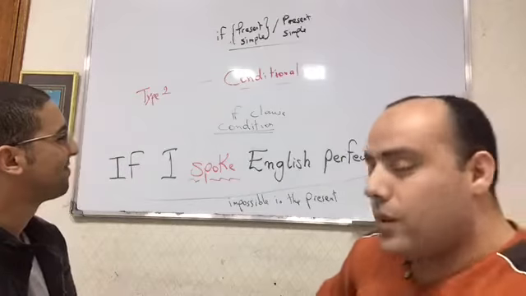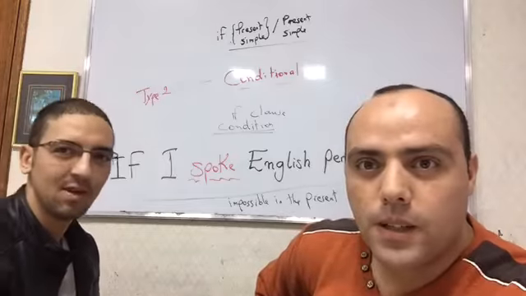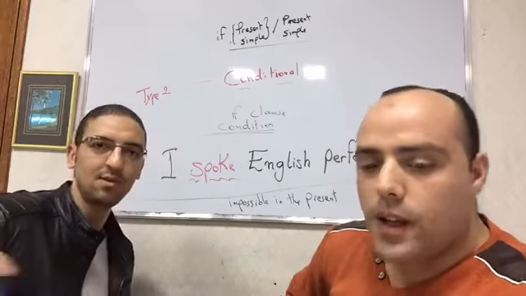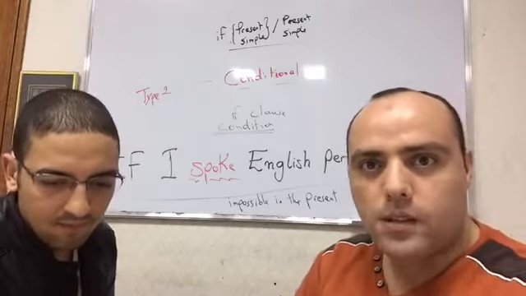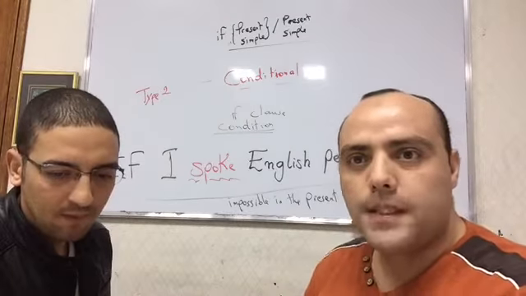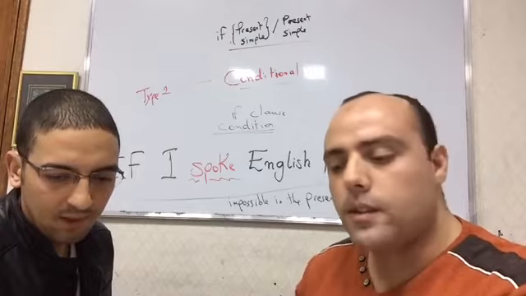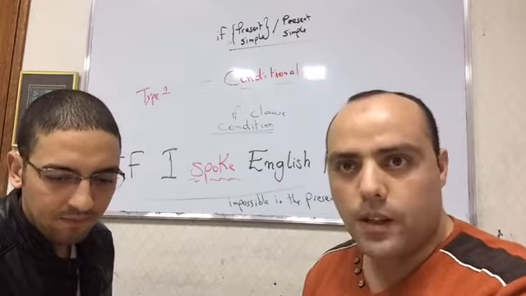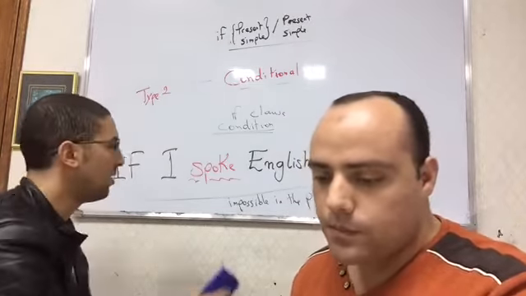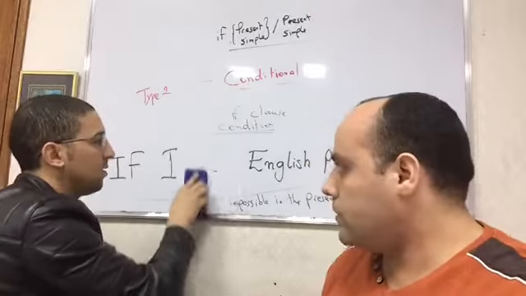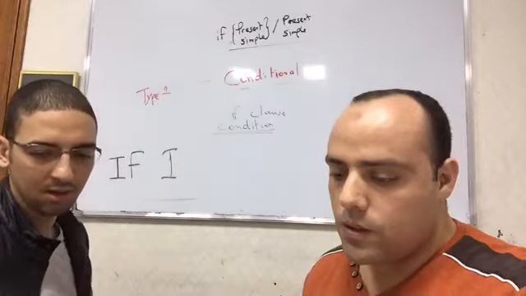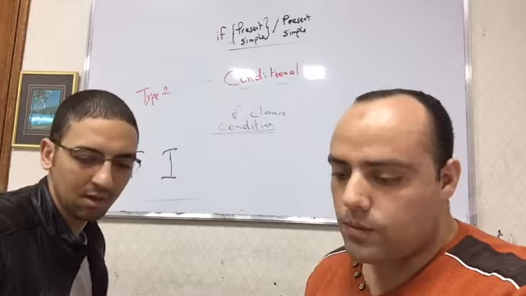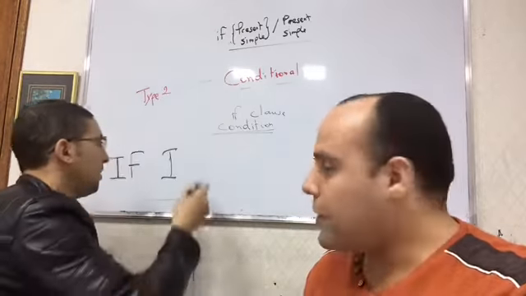So right now, here we have: if I spoke English perfectly, I would go to London. And as I told you before, you can use I could or I might. That's I could if you want to talk about ability, if it means that you would be able to do something. All right. Let's give another one.